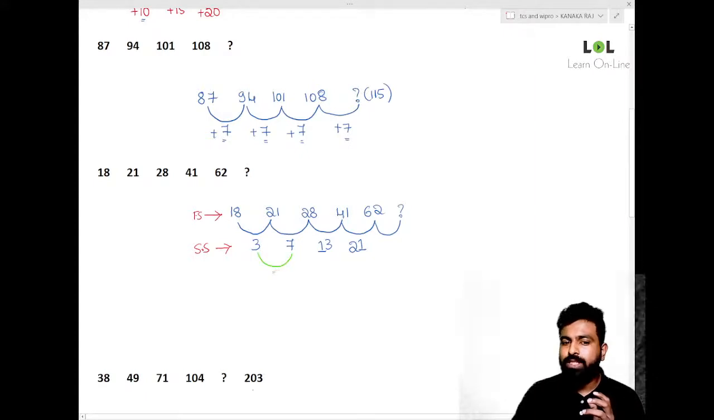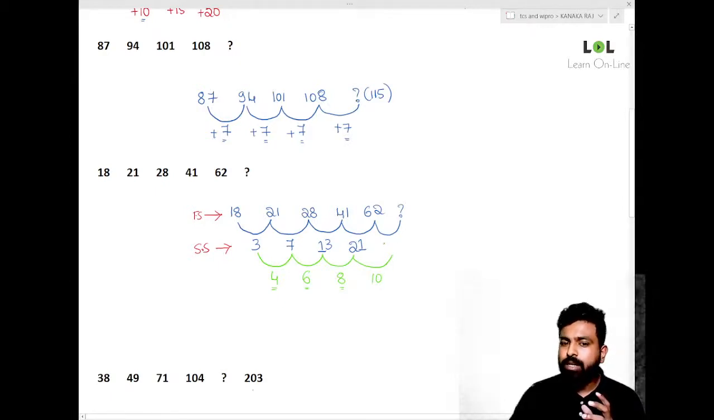3 and 7. What is the difference? 4. 7 and 13. What is the difference? 6. 13 and 21. What is the difference? 8. So what are these? 4, 6 and 8. These are nothing but your consecutive even numbers starting from 4. Which is your next even number? 10. Yes, 10 is your next even number.